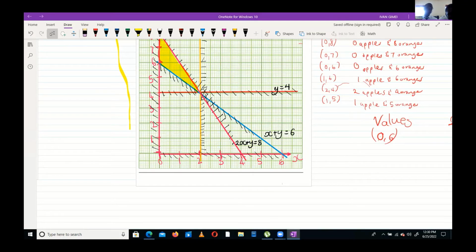Another one we can pick, remember we pick only the whole numbers, is 1, 5 here, because this is 0.5 since 2 centimeters represent 1 unit. So we shall pick 1, 5 as our next set of values. And lastly, we can pick this.